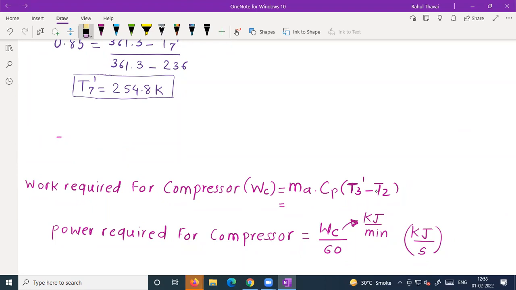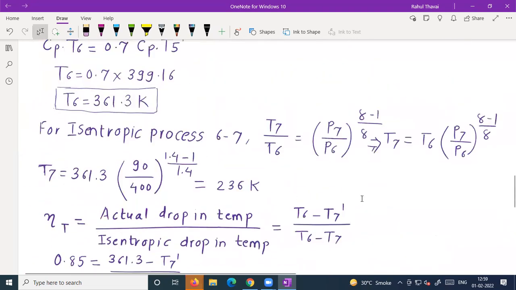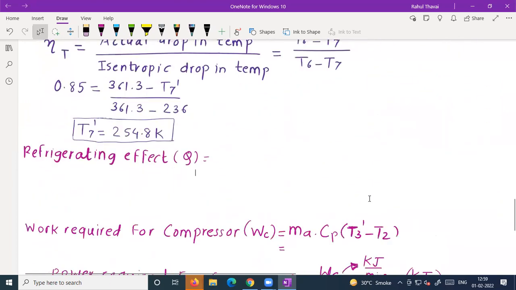Let us first calculate the refrigerating effect. Where will we get the refrigerating effect? We will get it in a cabin. The refrigerating effect we will indicate by Q. So how do we calculate that refrigerating effect Q? The refrigerating effect is the heat absorbed, which I will call QA, heat absorbed.